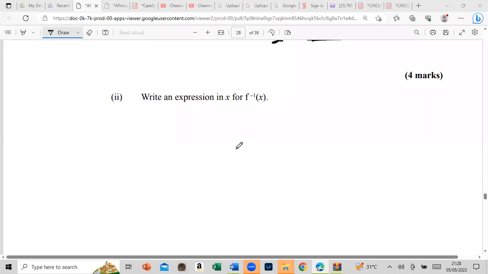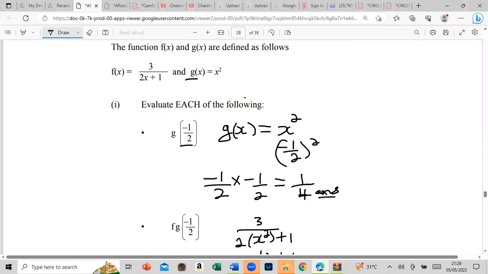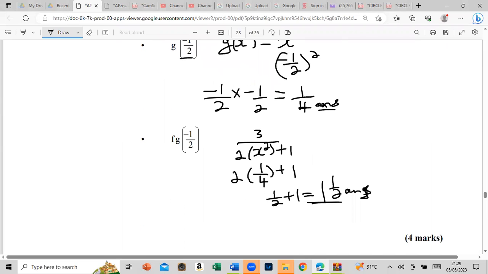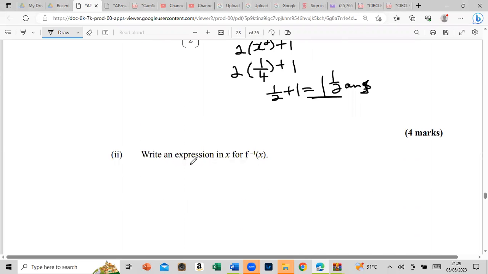Alright, so it says write an expression in x for f inverse of x. So we're just finding the inverse of f. Let's see what f was. So f was 3 divided by 2x plus 1. So you guys try that, alright? Let's go. So it's 3 over 2x plus 1. What would be the inverse for that? 1 minute, guys. Let's go. What's the answer?